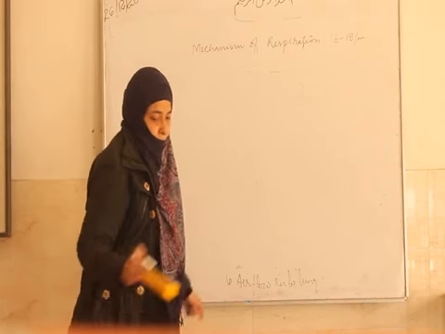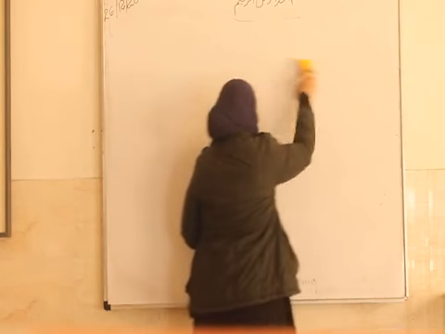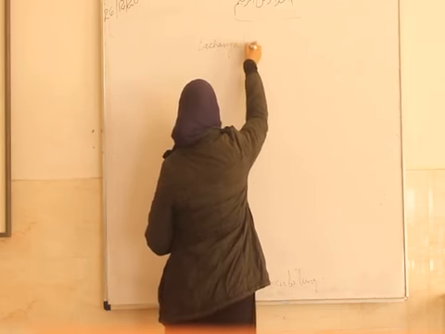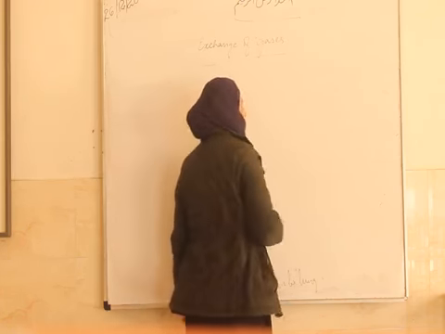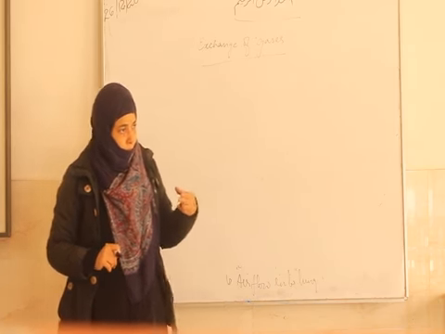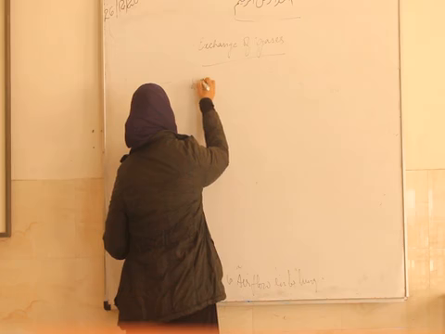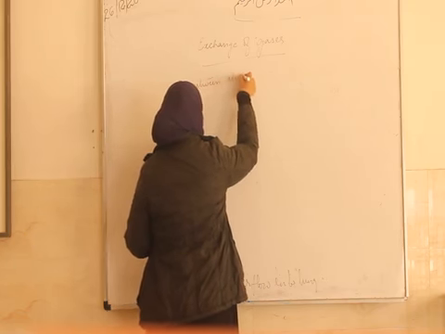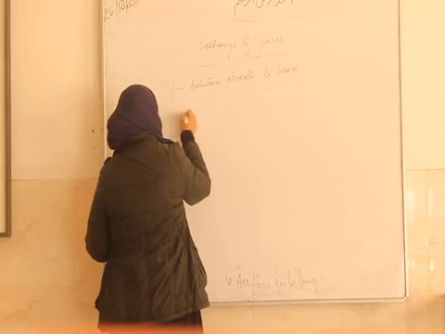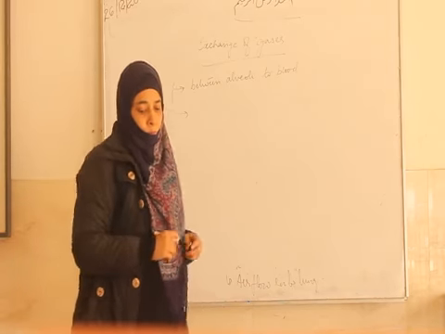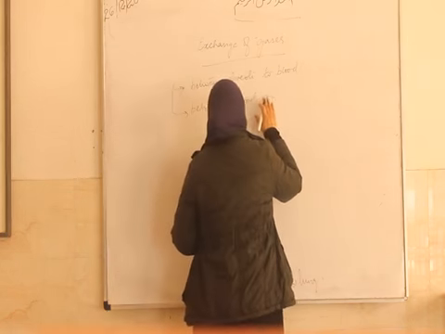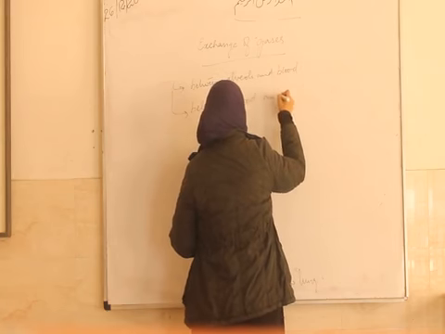Now exchange of gases. It occurs at two levels. Exchange of gases occurs at two levels: between alveoli and blood, and another is between blood and tissue.